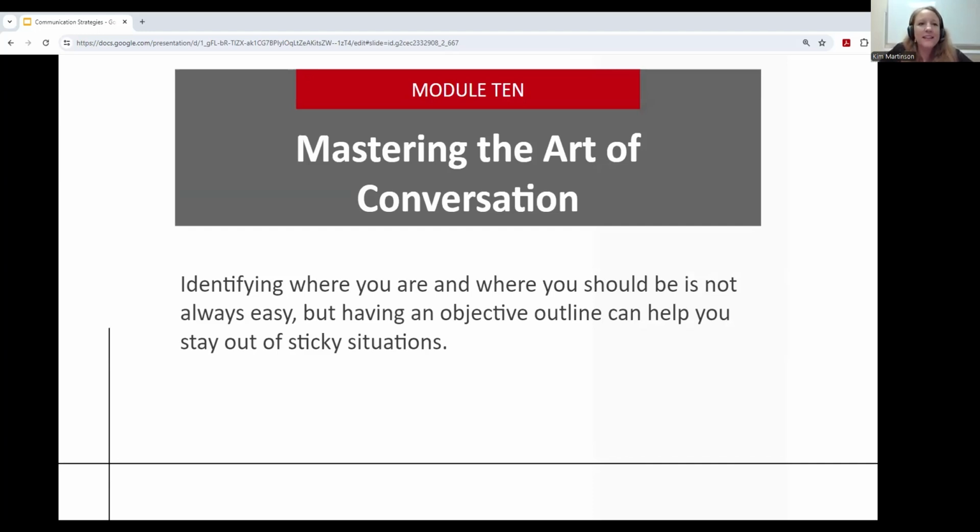We're gonna do mastering the art of conversation. Engaging in interesting, memorable small talk can be a very daunting task for some people. How do you know what to share and when to share it? How do you know what topics to avoid? How do you become better at engaging and conversing? Most experts propose a simple three-level framework that can help you master the art of conversation. Identifying where you are, where you should be is not always easy, but having an objective outline can help you stay out of sticky situations. We will also share some handy networking tips that will help you get the conversation started.